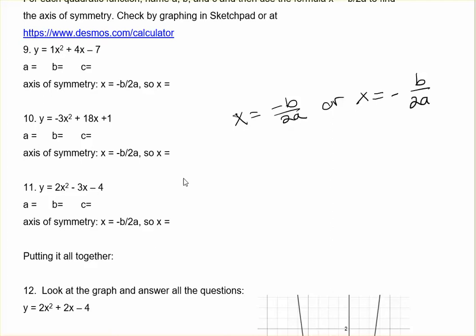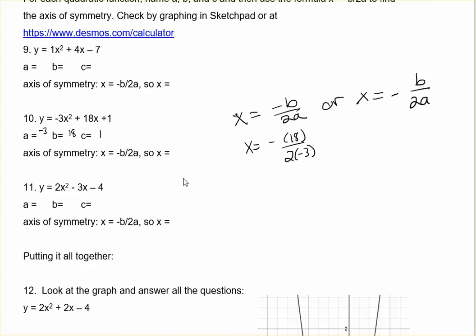Let's first identify a, b, and c. First of all, make sure this is in standard form: something x squared plus something x plus a number, a constant. Okay, that's good. So a is negative 3, b is a positive 18, and c is a positive 1. We're not going to use the c, but it's nice practice to identify it as well. So our equation, using this form where negative b is on top, would be negative b. B is 18. And this would be over 2 times a. A is negative 3.